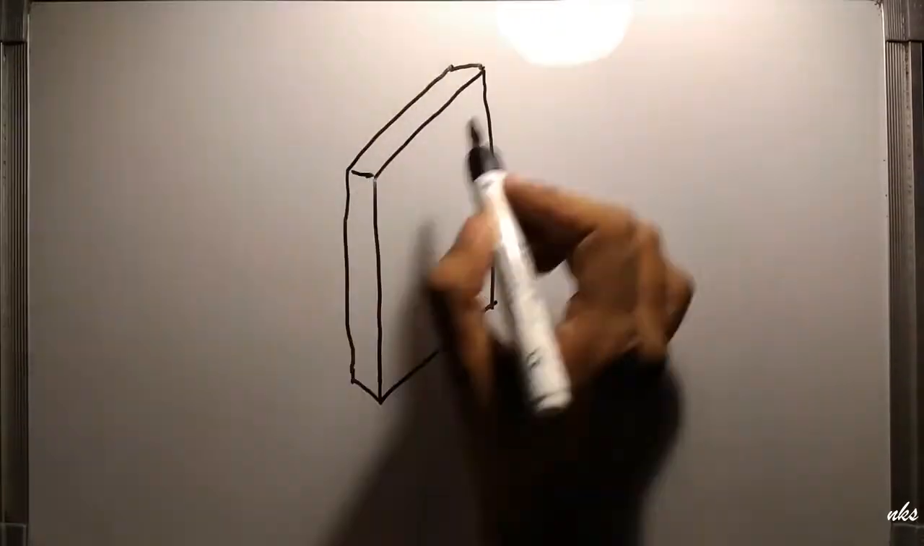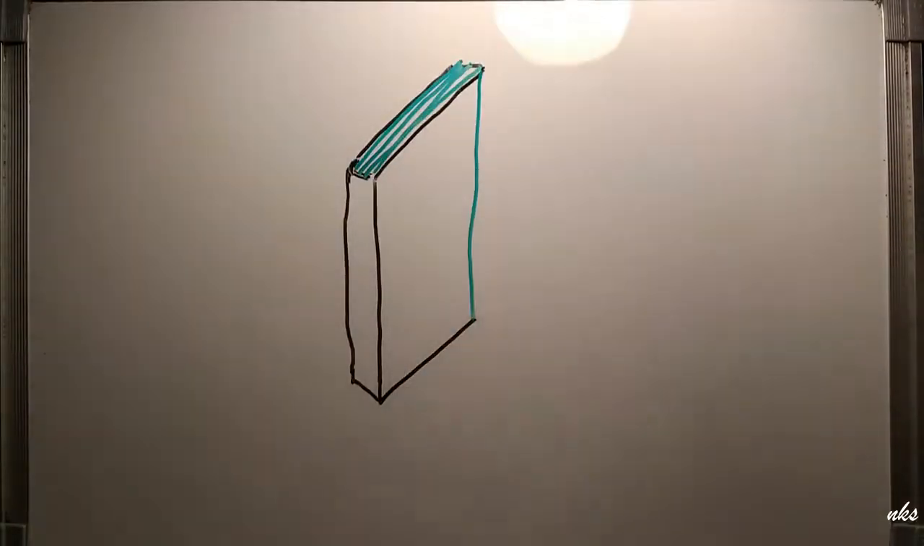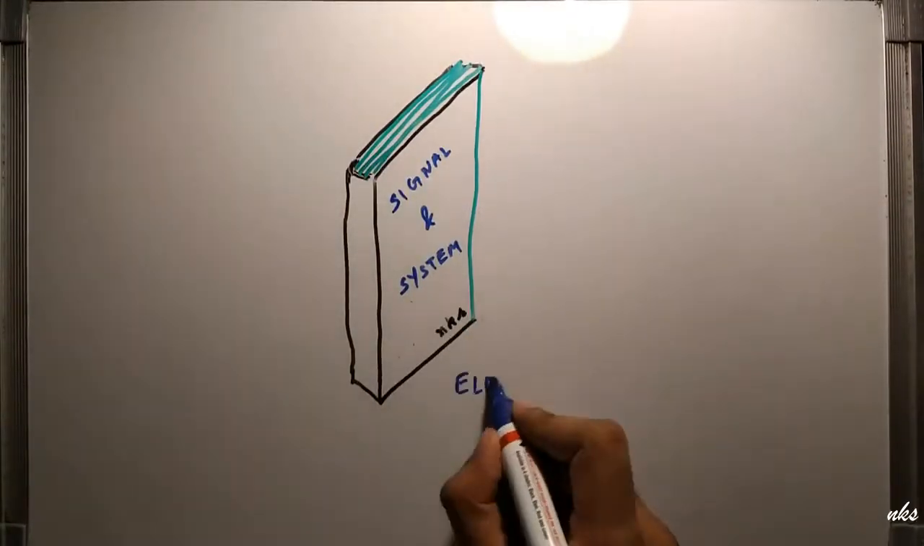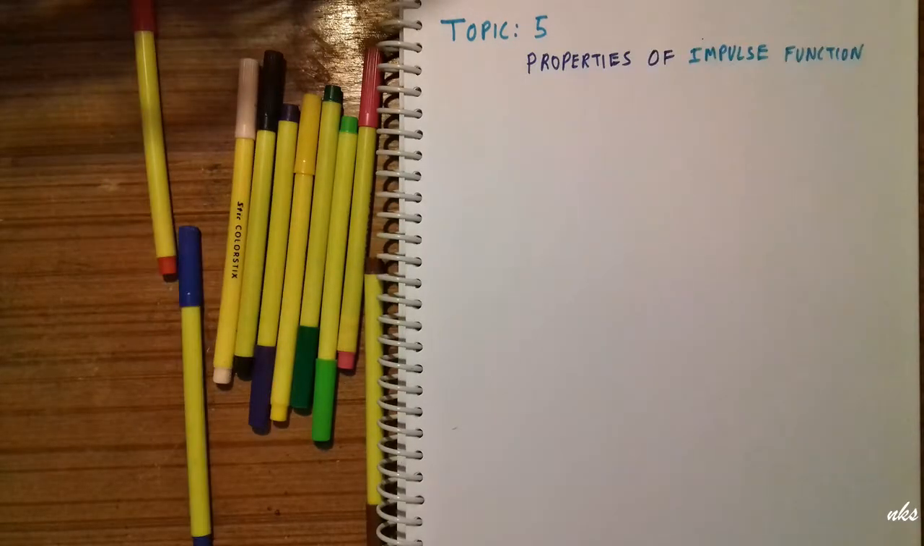In this diary, we will complete signals and systems. So be with me and enjoy. Topic 5: Properties of impulse function.